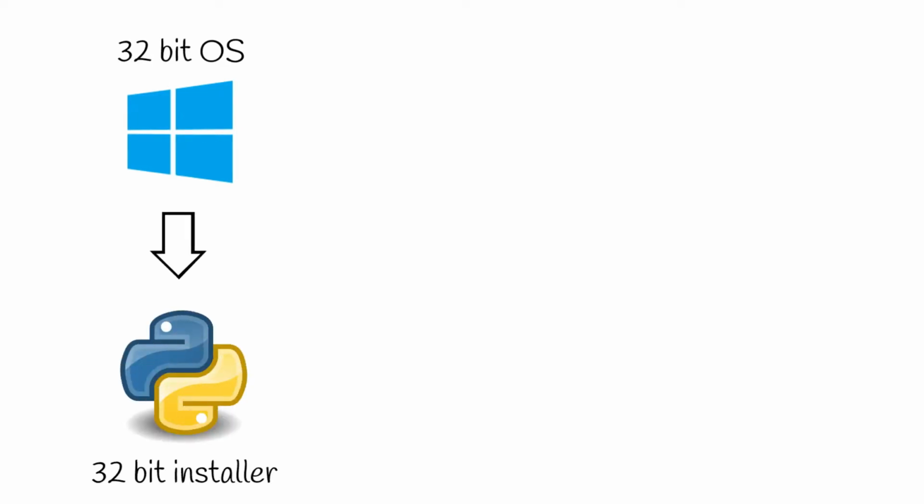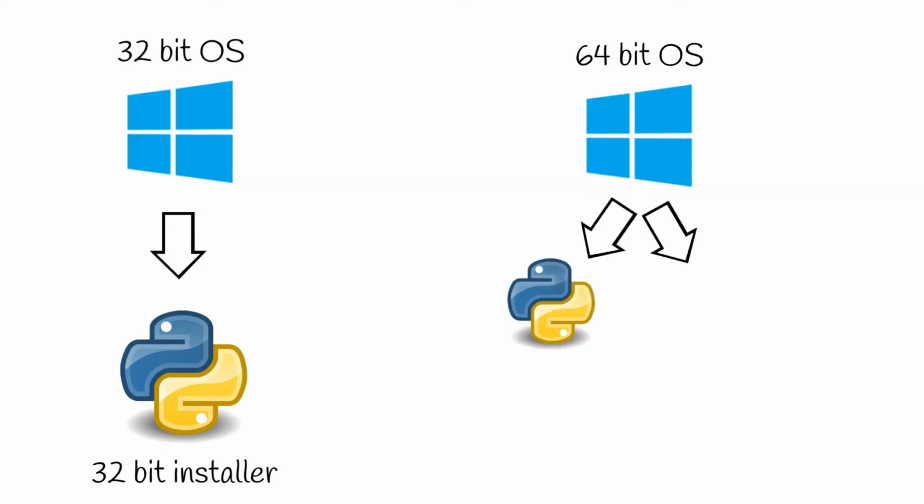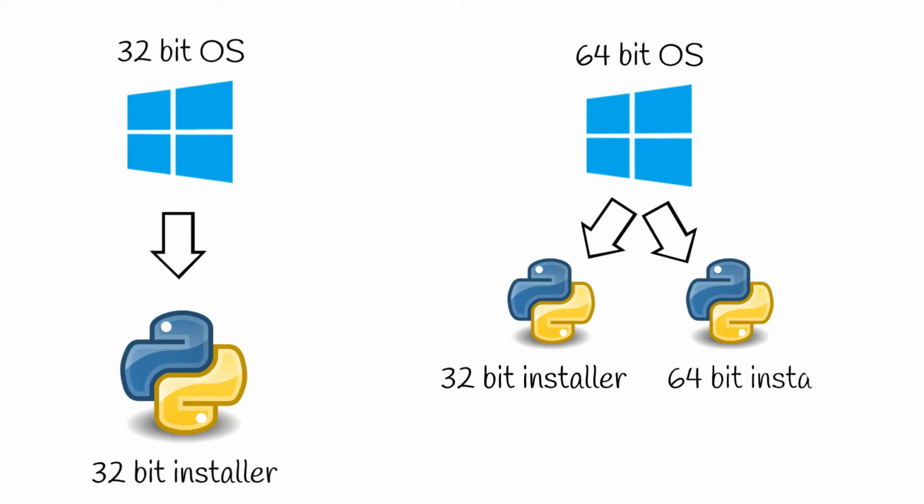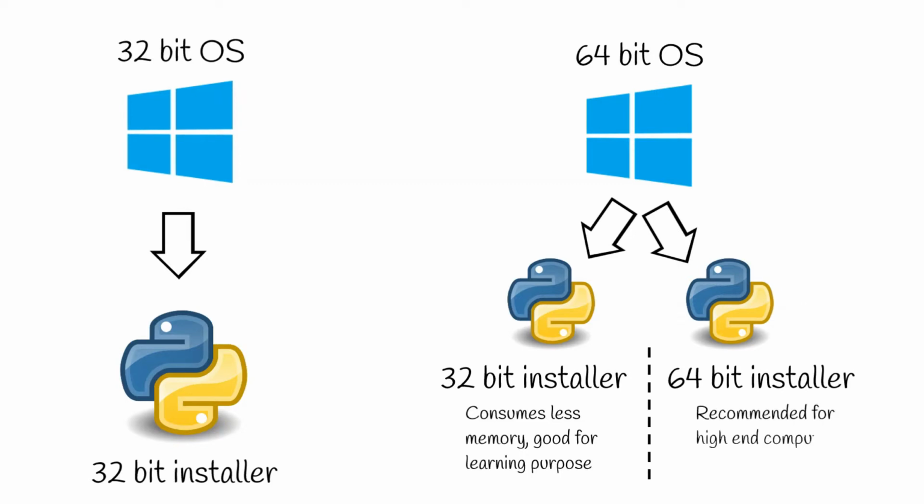A word of caution here, if you have a 32-bit operating system, then you must install a 32-bit Python installer only, and if you have a 64-bit operating system, then both 32-bit and 64-bit installers will work. For learning purposes, you can go with a 32-bit installer, as it occupies less memory. But for high-end computation and complex application development, I recommend going for a 64-bit installer.